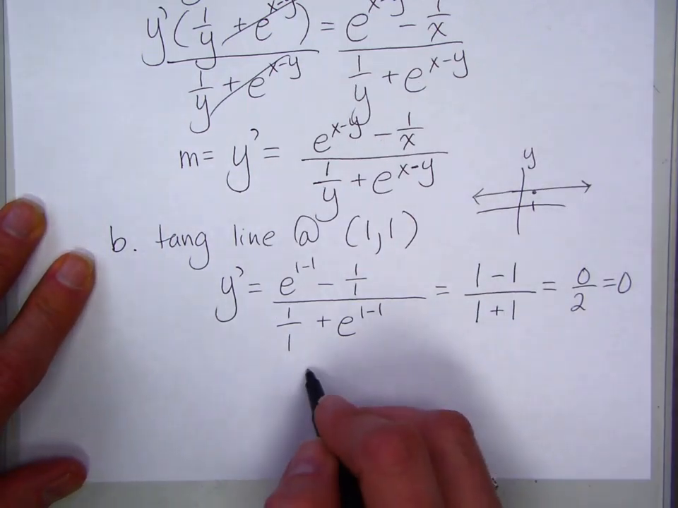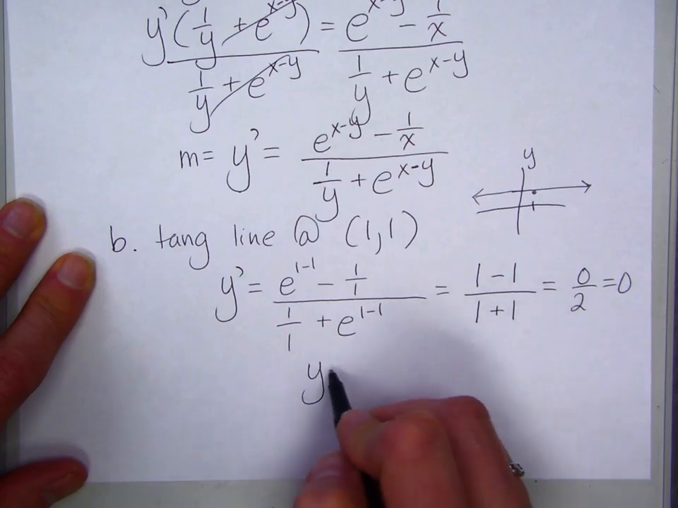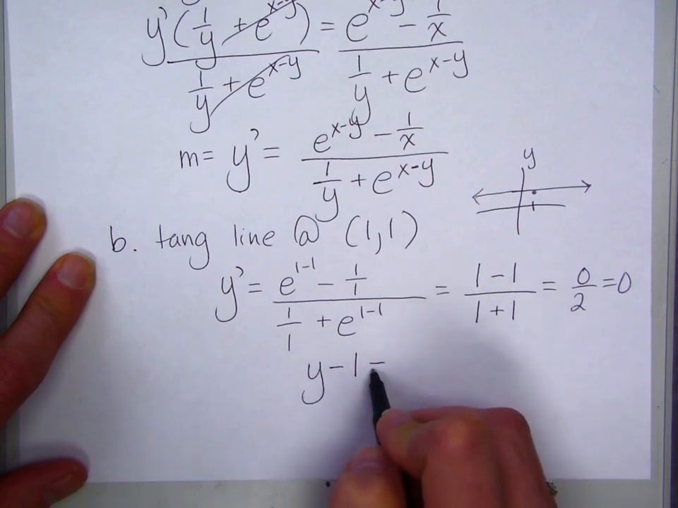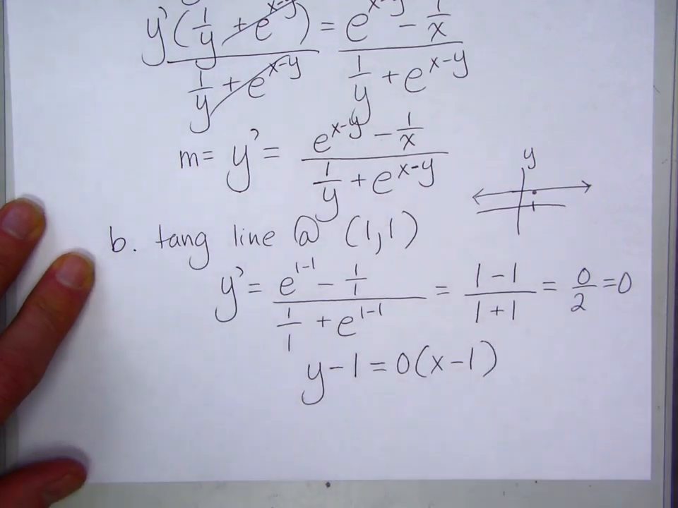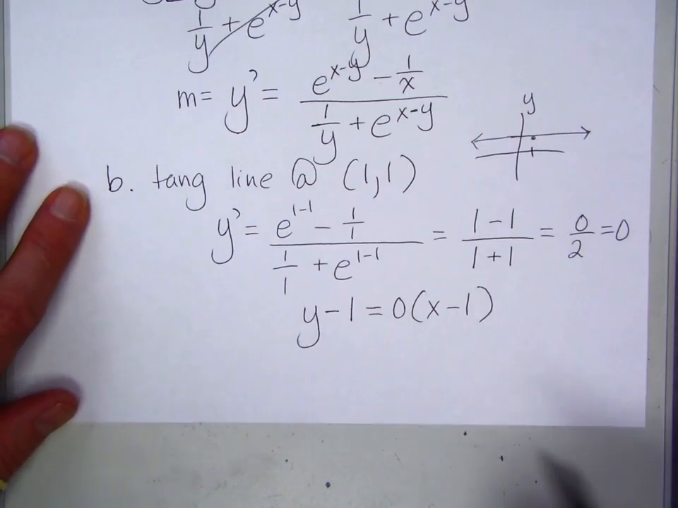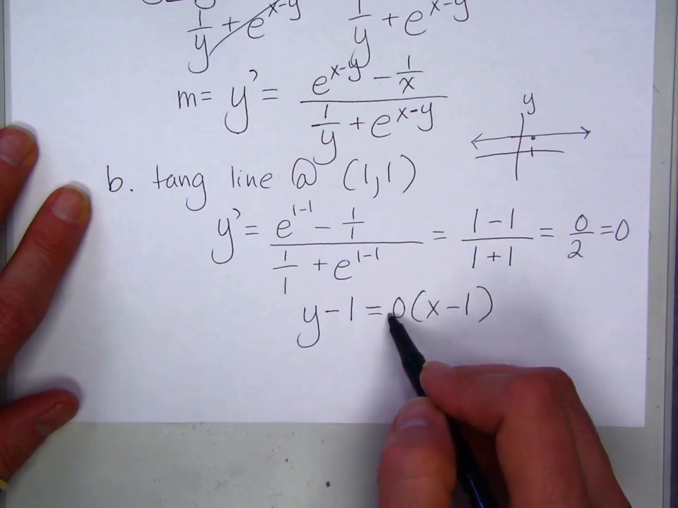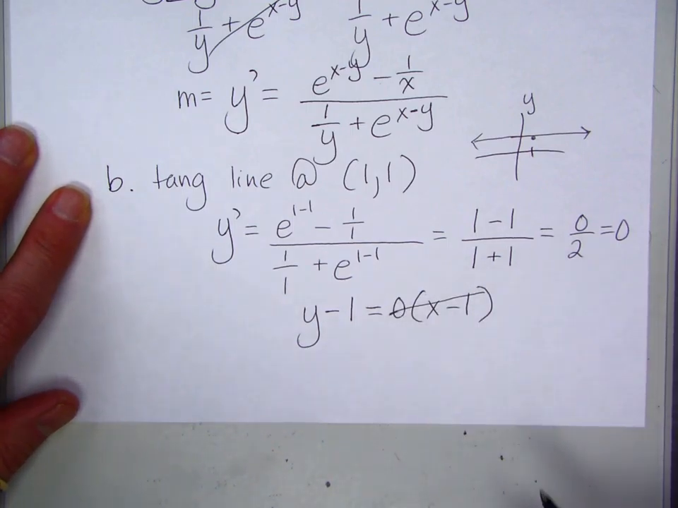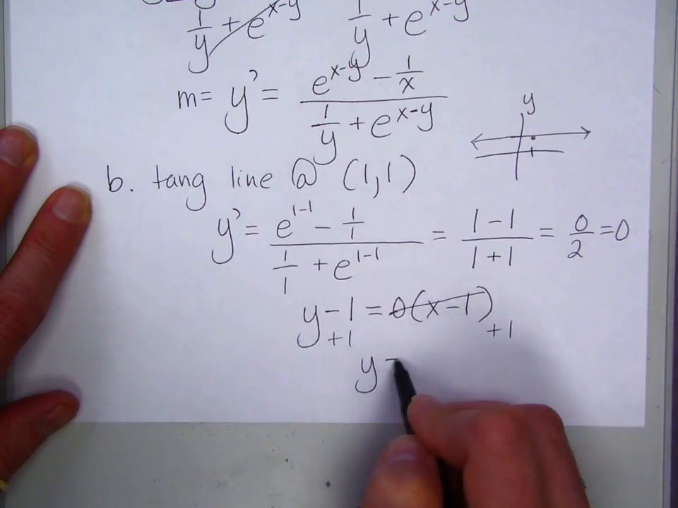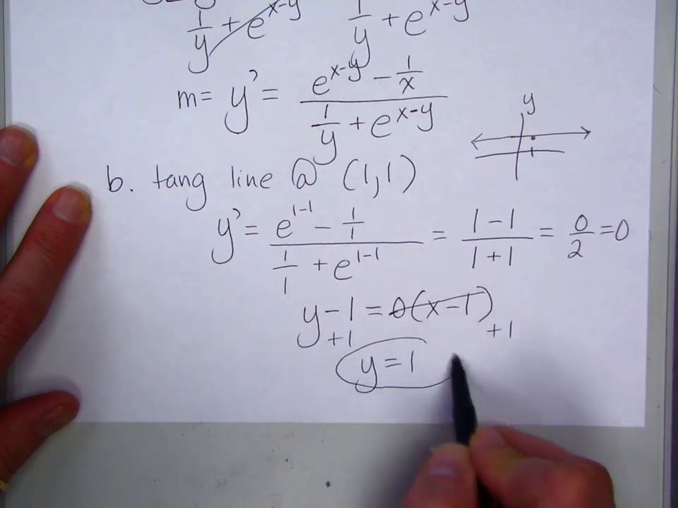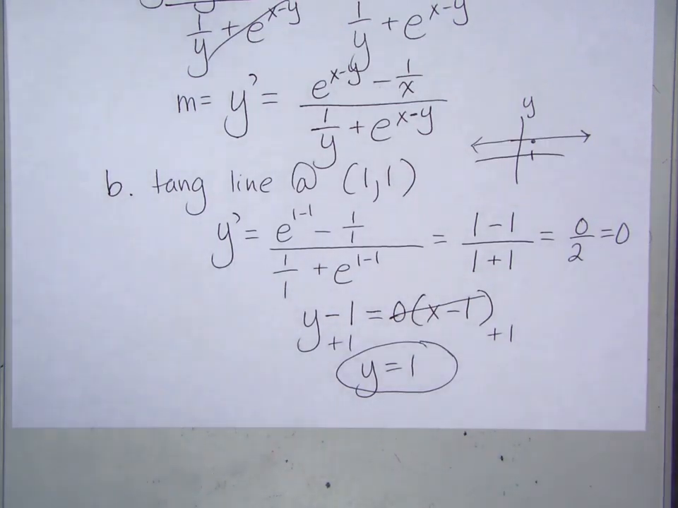Otherwise, we can plug into y minus y sub 1 equals m times x minus x sub 1. And this whole side, 0 times that whole side, makes 0. And you add 1 to both sides, and y equals 1 would be the equation of the tangent line. But for horizontal and vertical, you should be able to take some shortcuts there.